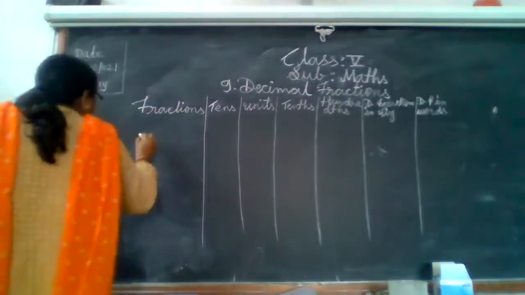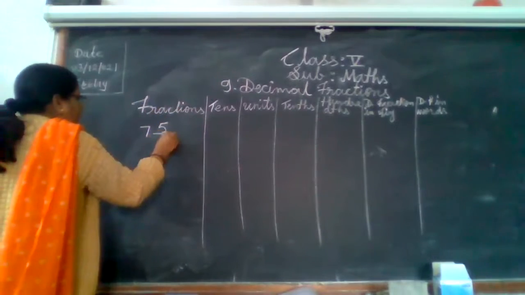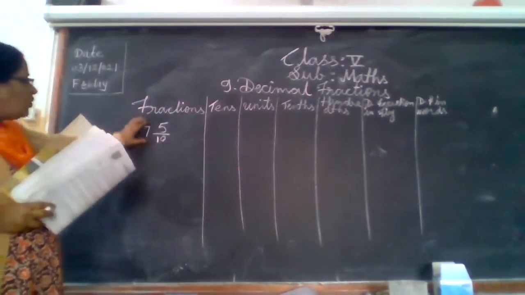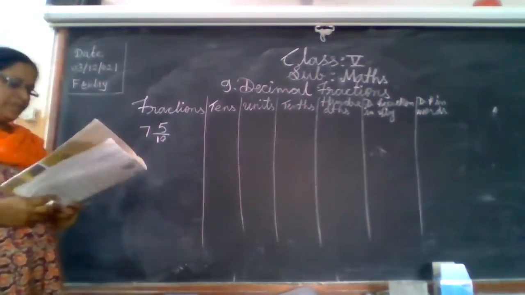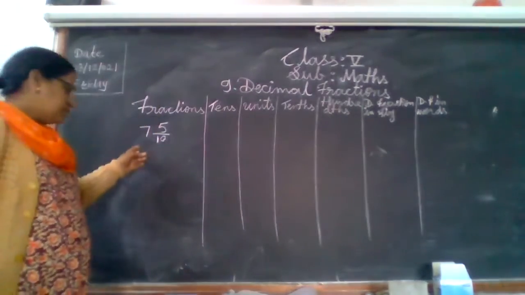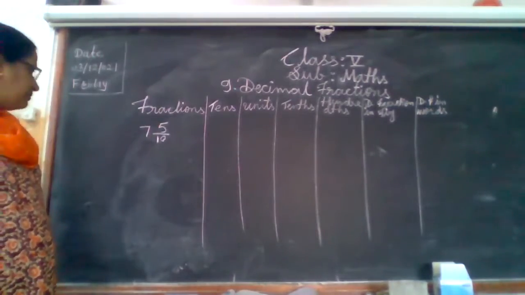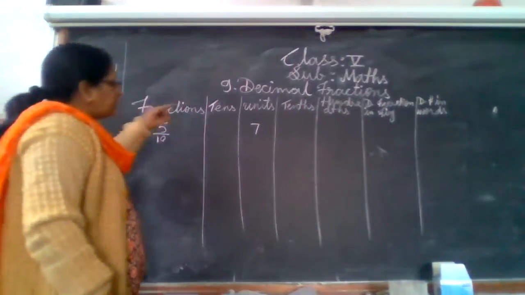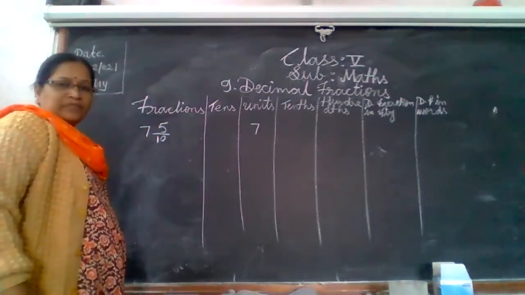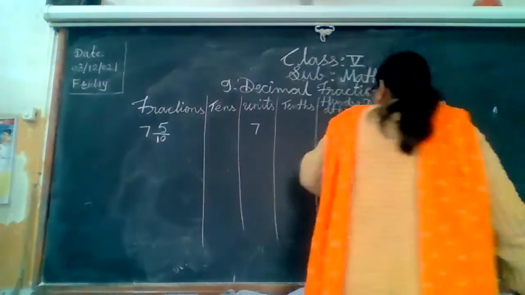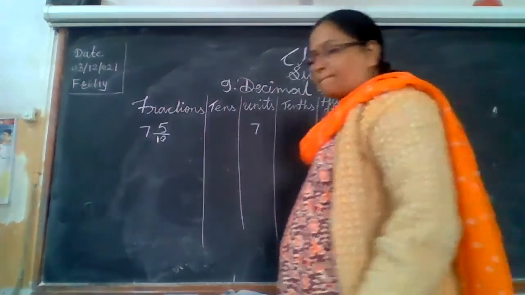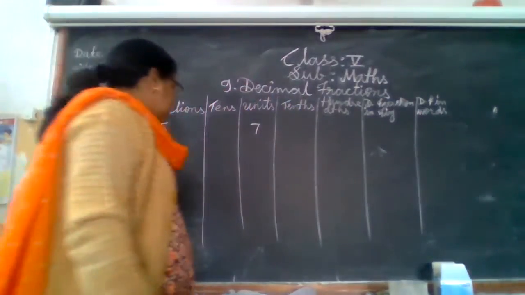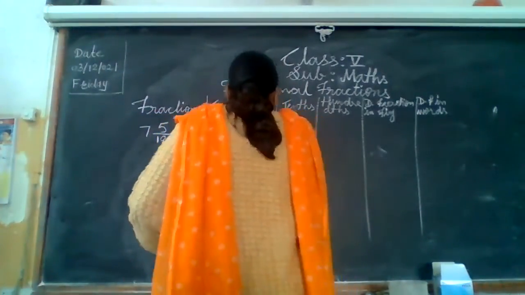And the fraction is 7 integer 5 upon 10, so it is a mixed fraction. 7 is the whole number and 5 upon 10. The units place has 7, the whole number. See, the units place is for the whole number, and tenths, hundredths, thousandths are for the fractional part. What is given in the tenths place? It is 5.